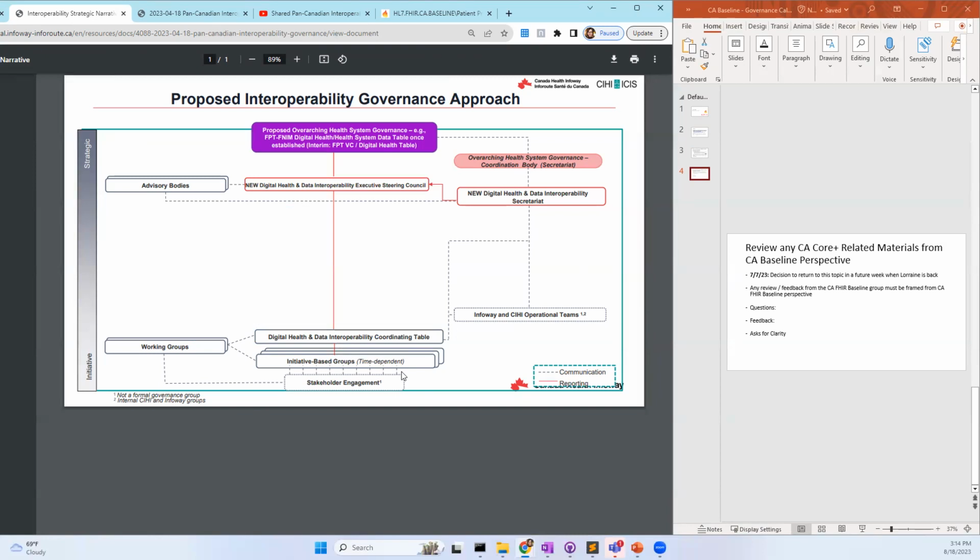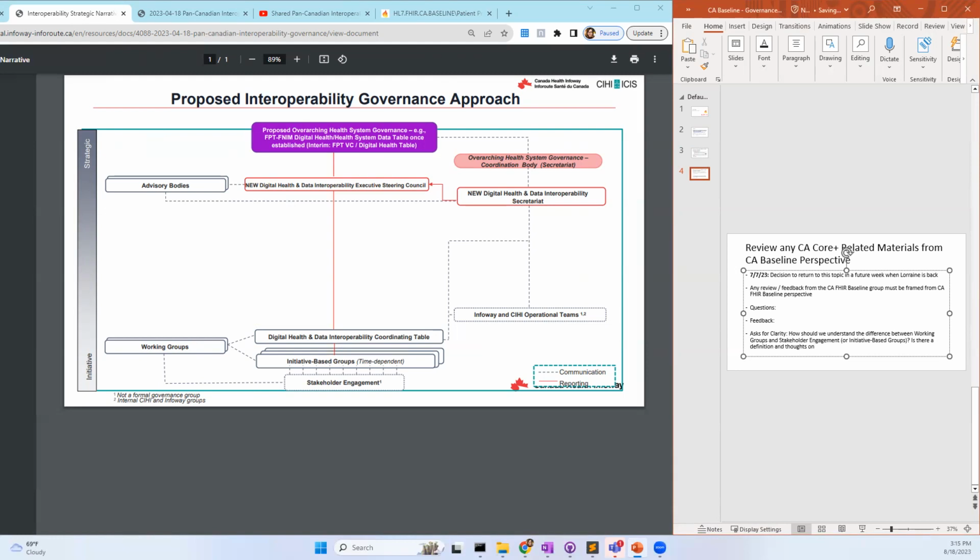Well, the other place that it could fit is working groups, and I'm not sure how to differentiate between whether we live at the stakeholder engagement level or if we're a working group, because you could also argue that we're a time-dependent, initiative-based group. I'm not really sure. This is what I'm saying out loud here. It's not clear to me which place we fall. It is interesting to me that HL7 Canada isn't explicitly called out on this diagram.